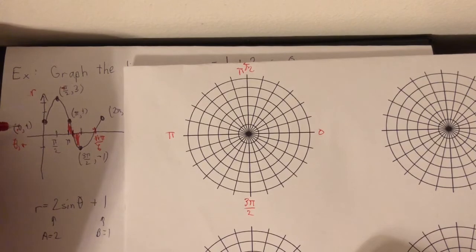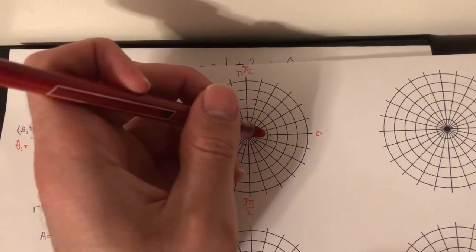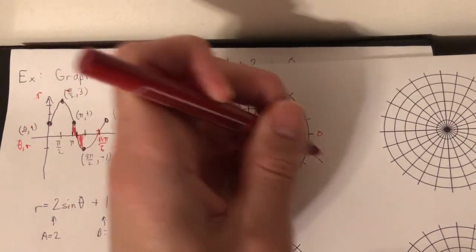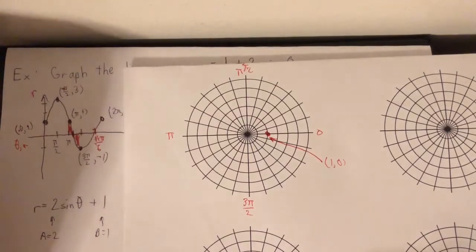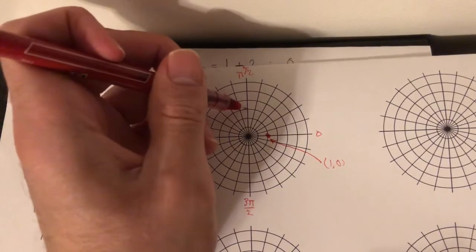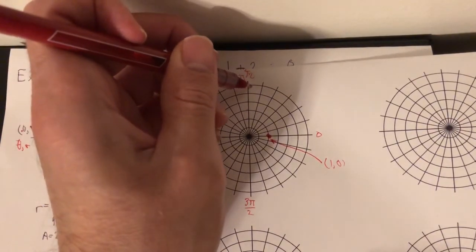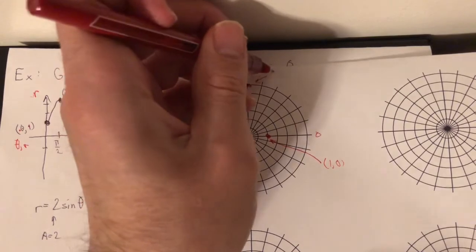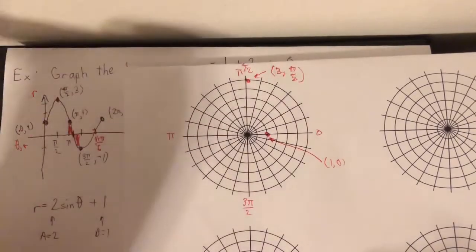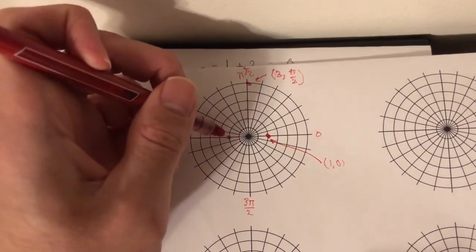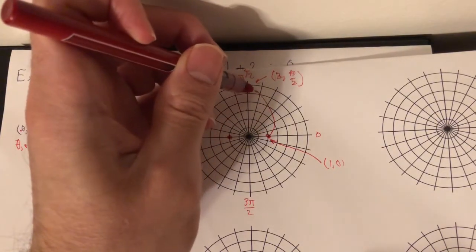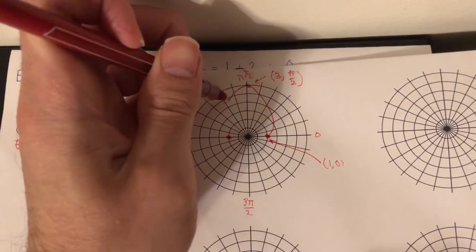So if I consider each circle to be 1/2 of a unit, so this is 0, 1 here, and then pi over 2, we're 3 units away, so 1/2, 1, 1.5, 2, 2.5, 3. So this is 3 comma pi over 2 in polar. And 1 pi, so I'm going to be doing something like this.